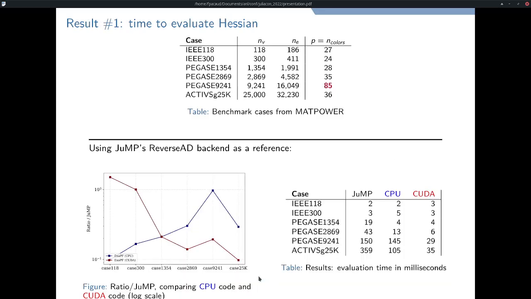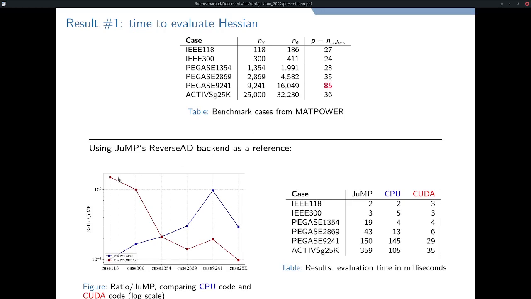Here is a small benchmark comparing our new AD backend running on the GPU and on the CPU with a reference. And for us, the reference is JuMP with the default AD backend, the one currently implemented in JuMP. In the benchmark, we exploit different cases from MATPOWER with growing sizes. It's important to note the total number of colors we get in the Jacobian. And for some reason, the case big as 9000 gets a higher number of colors than the other cases.